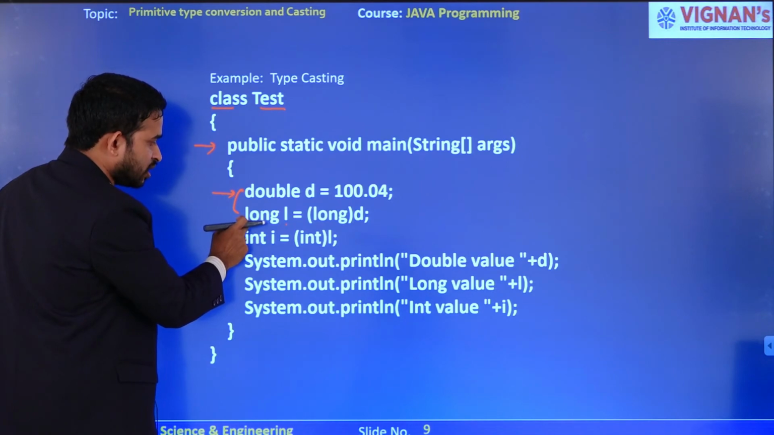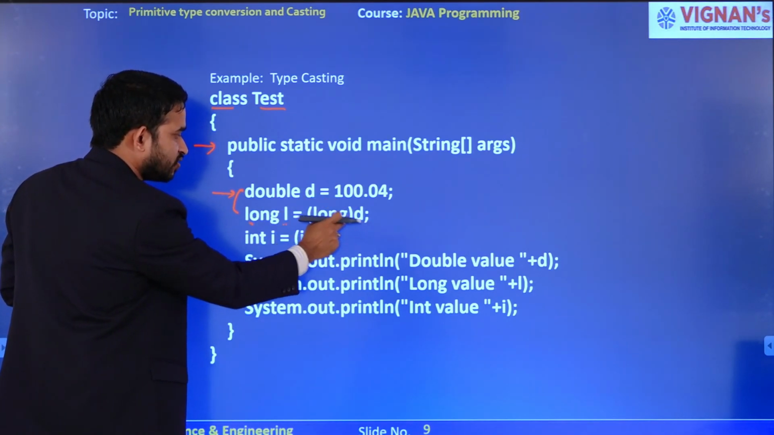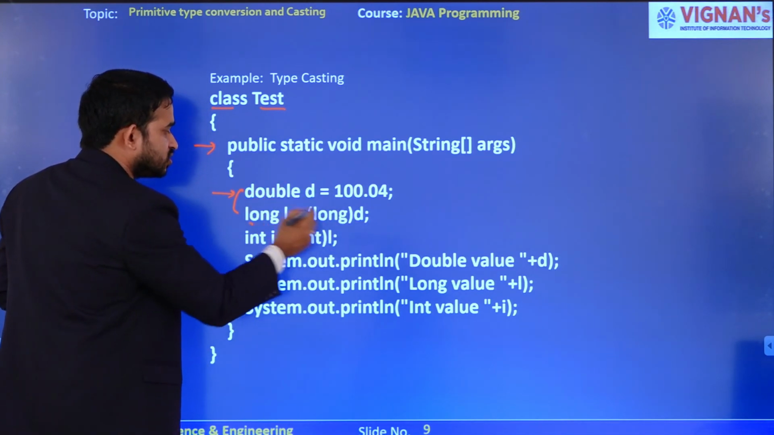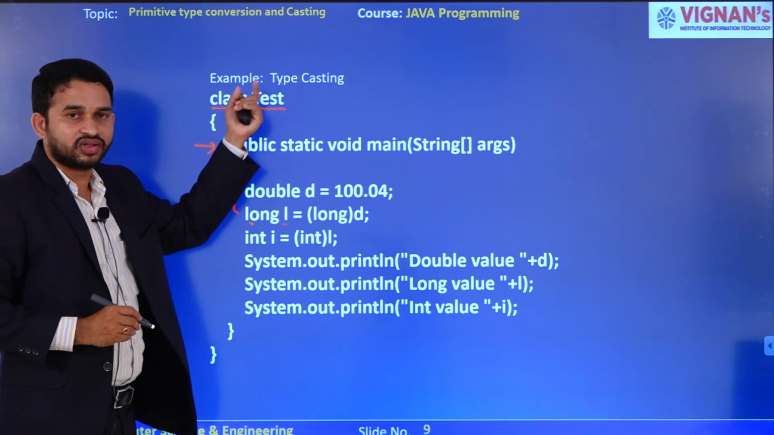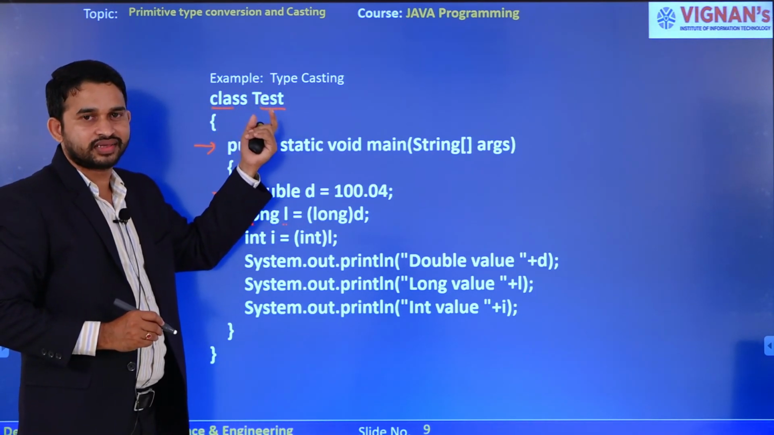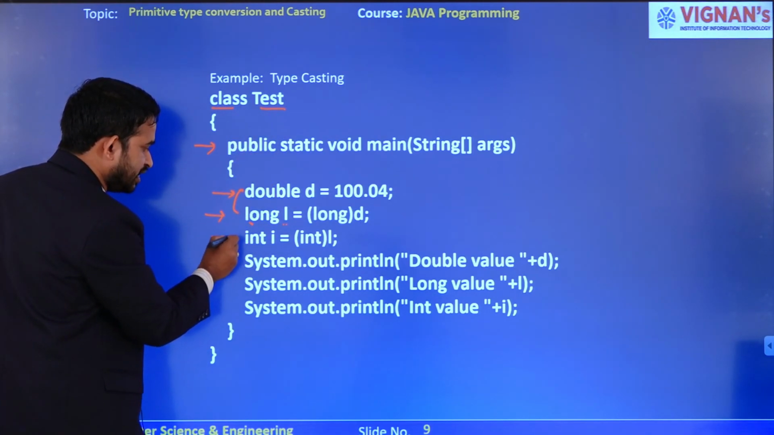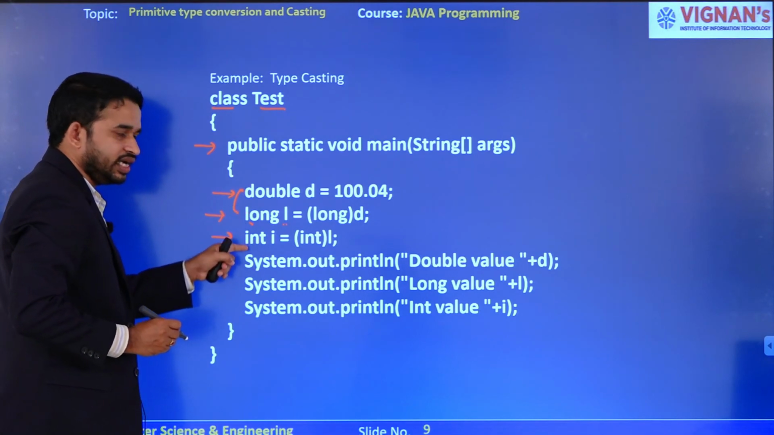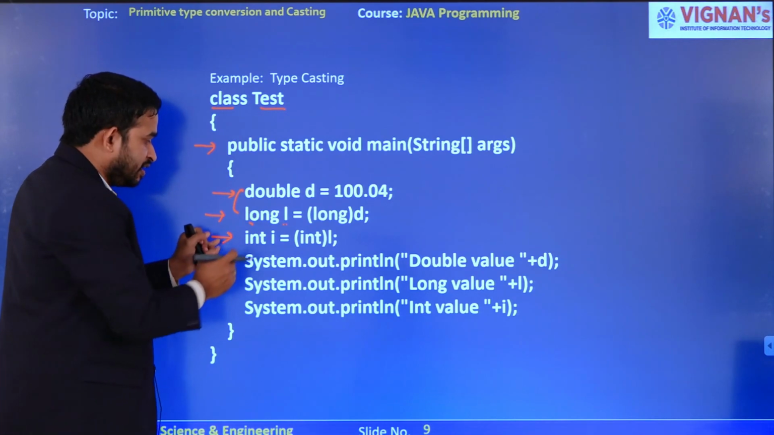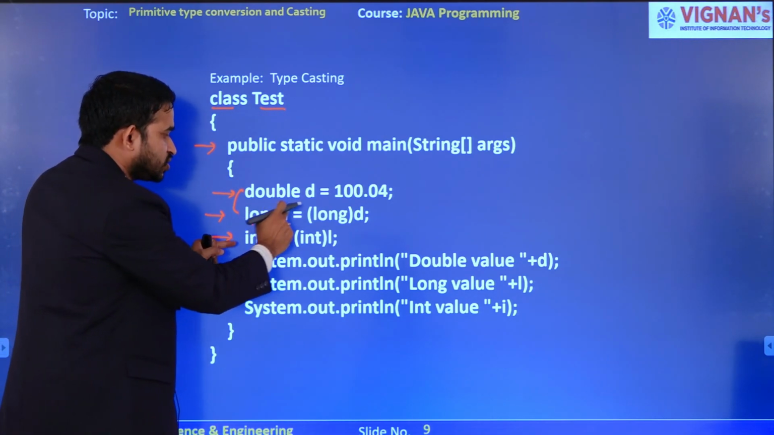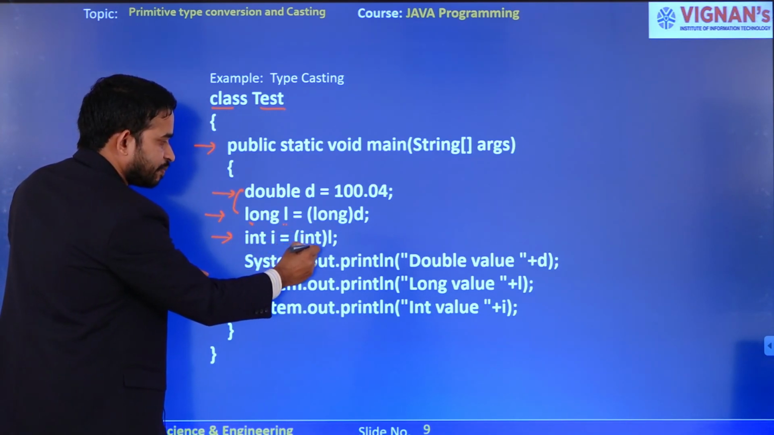Here the target data type is long: long l = (long) d. So here we write the particular variable d. This is possible. This type of conversion we call casting, also called narrowing, also called explicit conversion. Next, again I want to store this long into an integer. When compared to long, int is a small data type. Why? Because it is 4 bytes and this is 8 bytes. In 4 bytes of space I am going to store 8 bytes of data. So int i = (int) l.